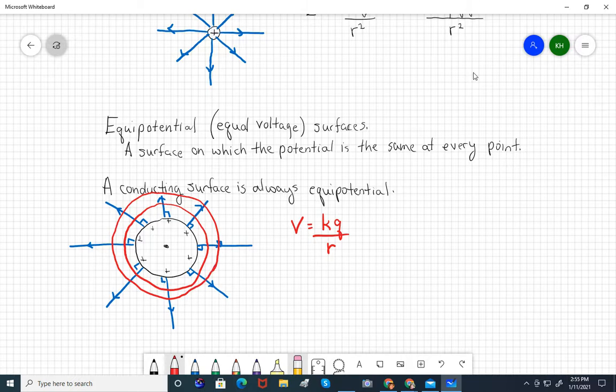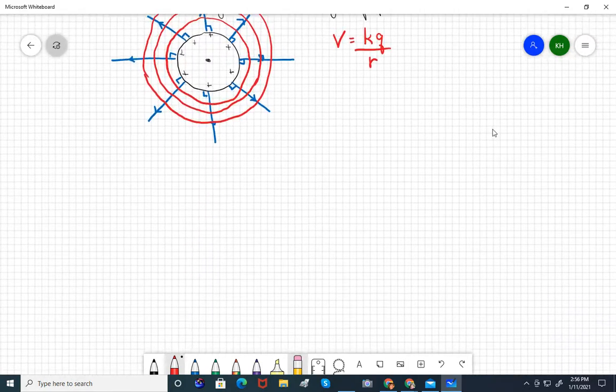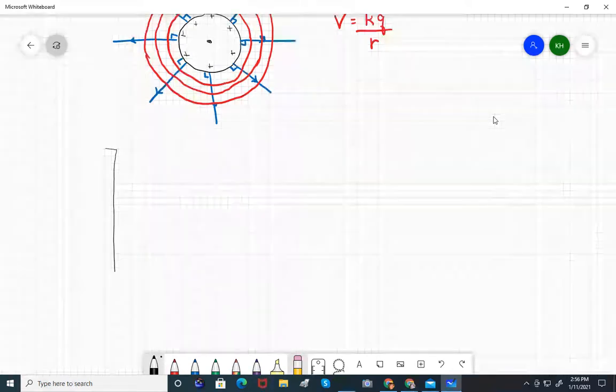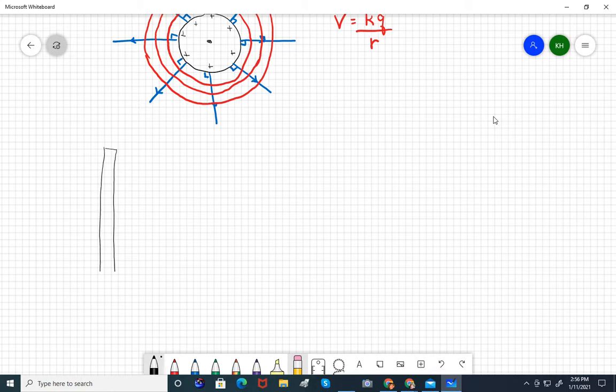So those are examples of equipotential surfaces, and you could draw as many as you like. If they're at the same distance r, then they're going to be at equal voltage. Now, if we want to think about an equipotential surface for a uniform electric field, here's our uniform electric field. We'll let this side be negative for a change. Negative, negative, negative, negative. This side is going to be positive.